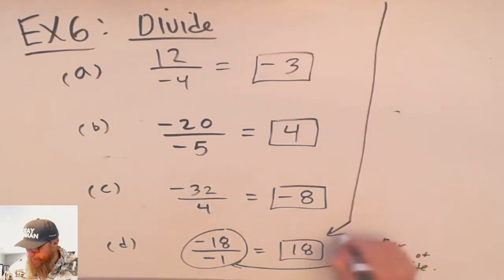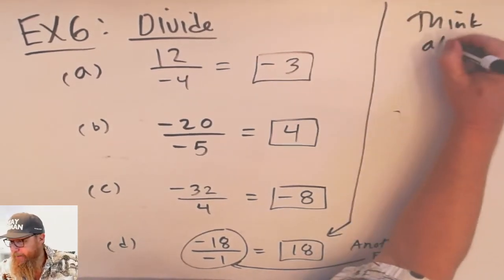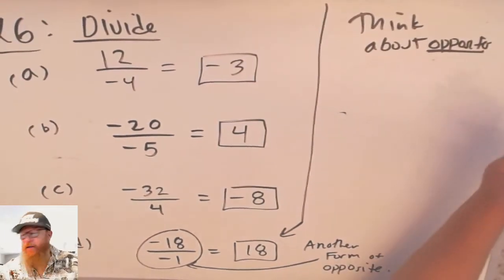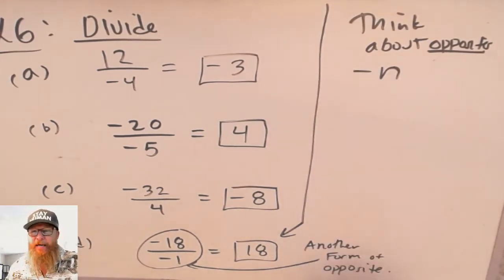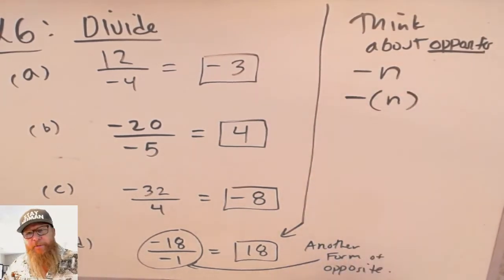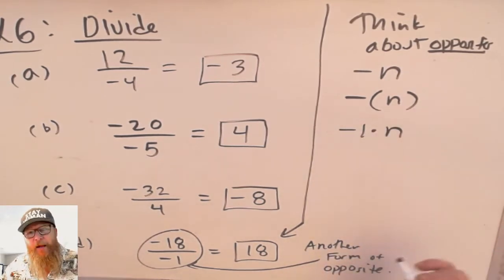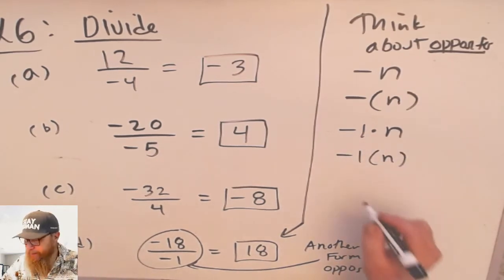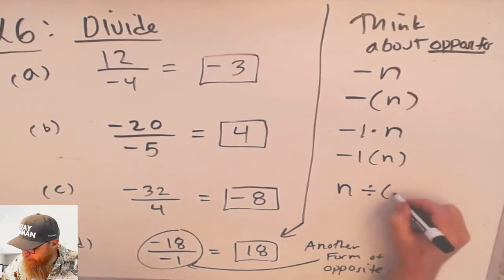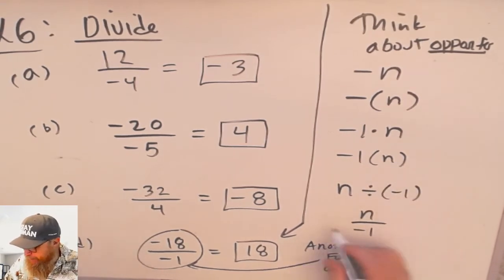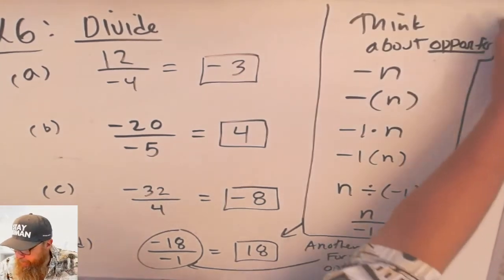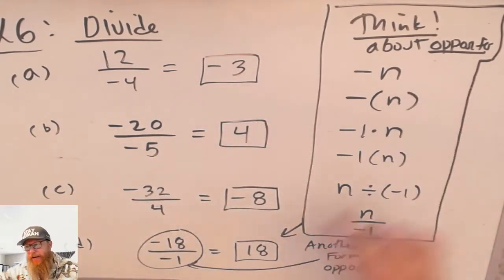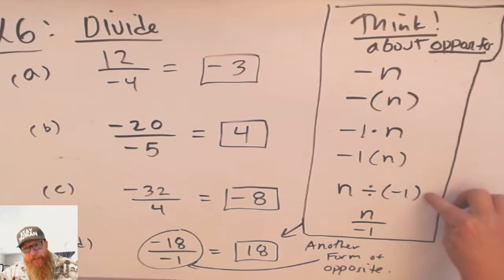So think of all the different ways of doing opposites. There are so many ways to talk about opposites. There's just the basic way, negative n. There's the basic way with parentheses. There's the multiplying by -1. There's multiplying by -1 with parentheses. There's dividing by -1. And then there's a fraction with -1 in the bottom. All of these mean the same thing: opposite, opposite, opposite.